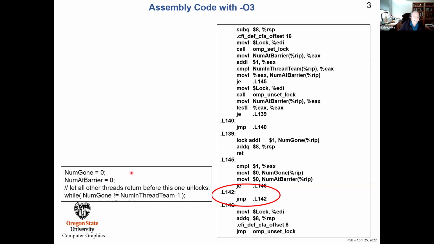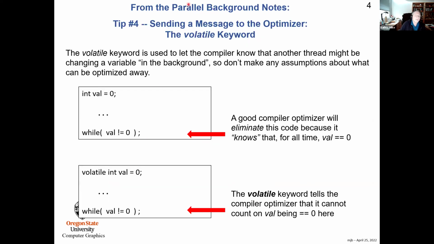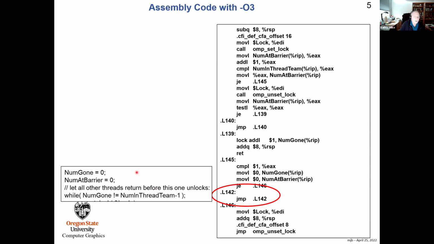And that's because we were setting these things to 0, and so the compiler knew that this could never happen, that it didn't have to worry about this. Okay, remember this from the tips, the volatile keyword. It means this variable has the possibility of being set in the background. Do not eliminate code that looks like that. So now you go back and you set those variables to volatile.